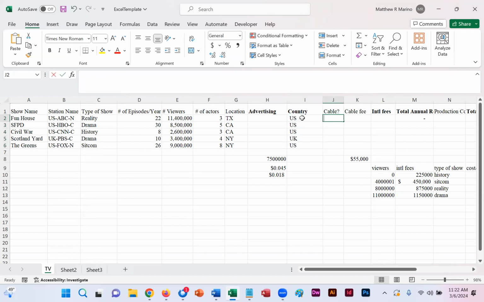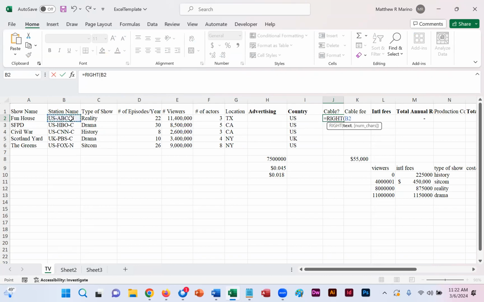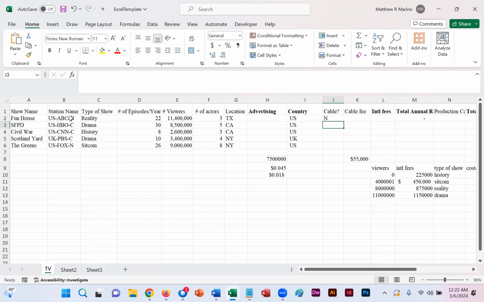And then cable question mark. You're going to do right. You only need one because the N or the C is for no or cable. So any one of these that is UK and C is going to show up with the 55,000. So the only one that's going to be 55,000 is this one here, UKC. All of the others are US, so it doesn't even matter if they're on cable.